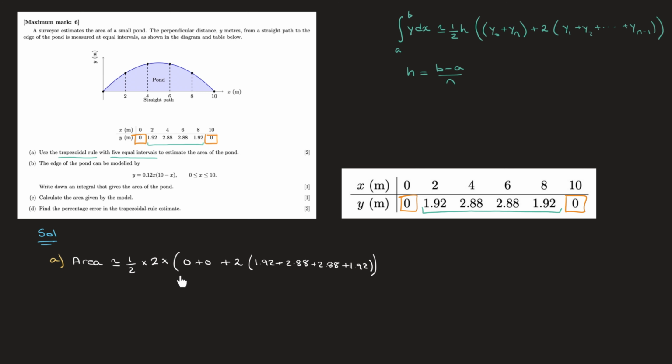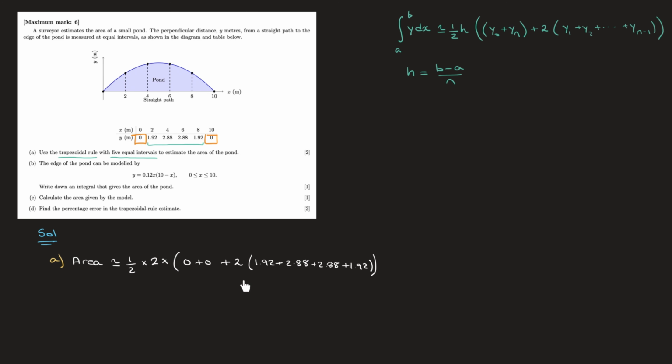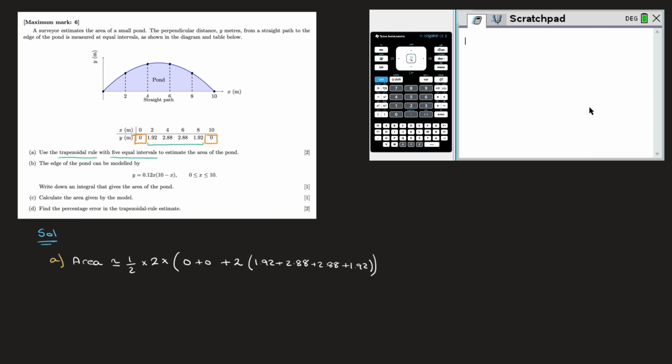And now that we've written all of this detail, all we have to do is enter this on our calculator. And you can see mine on the screen here, so I'll just type all of that. So I have 1/2, and I'll write that as a fraction in parentheses like this, 1 divided by 2, times 2 times in parentheses 0 plus 0 plus 2 times in parentheses 1.92 plus 2.88 plus 2.88 plus 1.92. And I exit all of those parentheses and I click on Enter. And we're done. We can see that the area is approximately equal to 19.2.